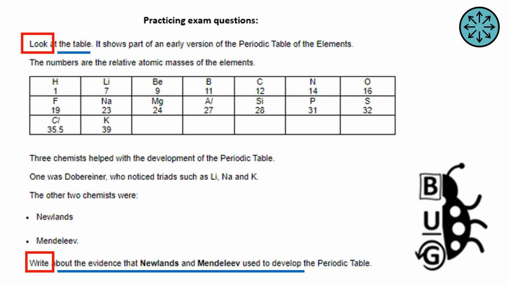Write... what am I writing about? About the evidence that Newlands and Mendeleev used to develop the periodic table. So straight away you're probably thinking, Mrs Newsom, you have not taught me about Dobereiner and triads. But the point is, I haven't needed to tell you about Dobereiner and the triads. The question is all about Newlands and Mendeleev. Dobereiner does not appear on the curriculum. So, what do you know about Newlands and Mendeleev? I suggest you pause the video, have a think, and then start the video when you're ready.